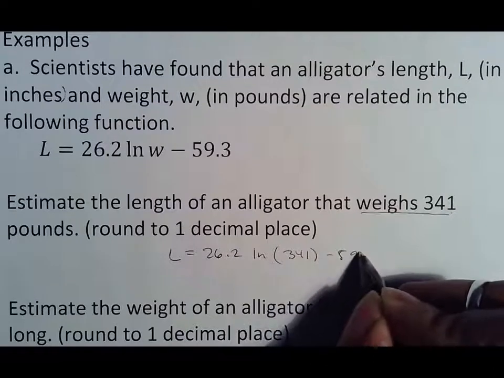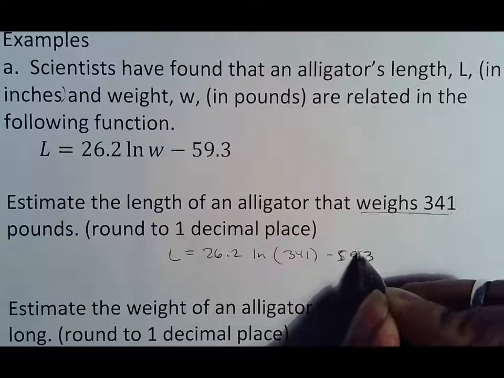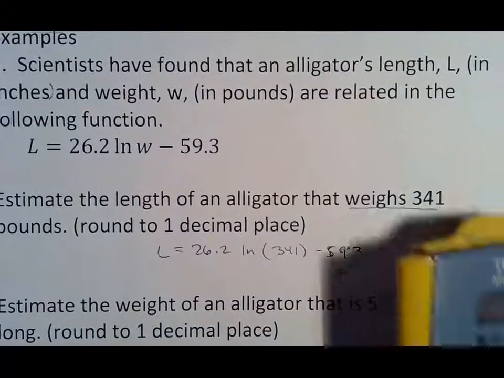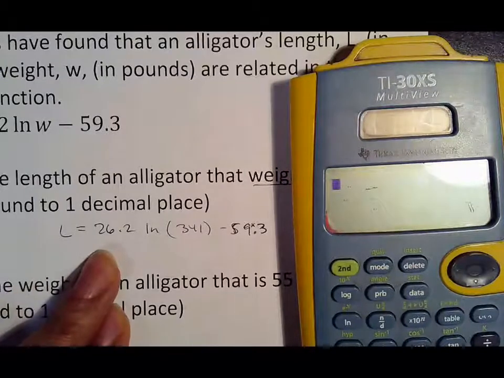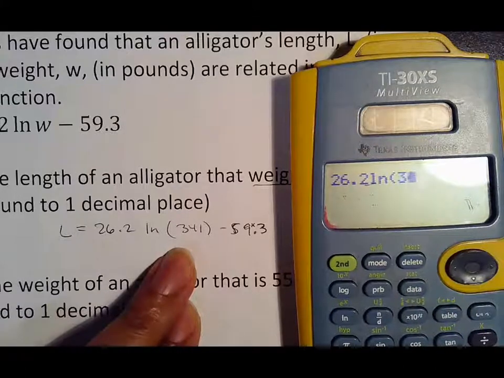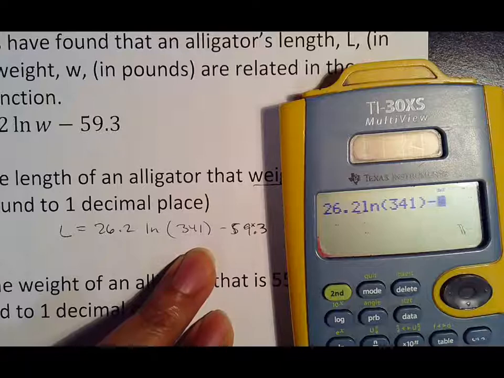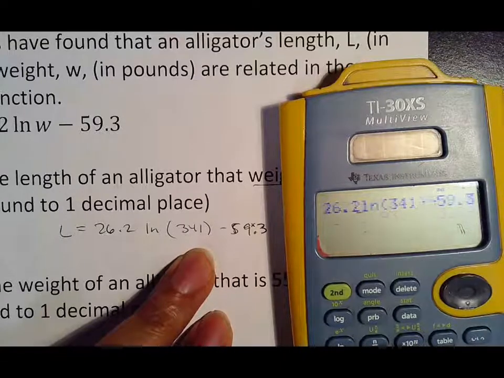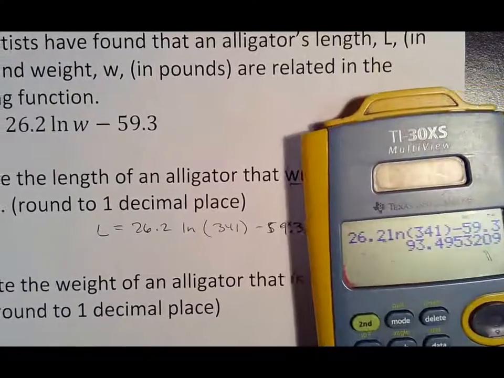minus 59.3. Sorry for my crazy ghost decimal right there. But anyway, with that, we just type it in. Again, this is nothing to really solve. So 26.2 ln of 341, just like with everything else, make sure you close your logarithm before you do your plus 59.3. It says that it should be 93 feet long.